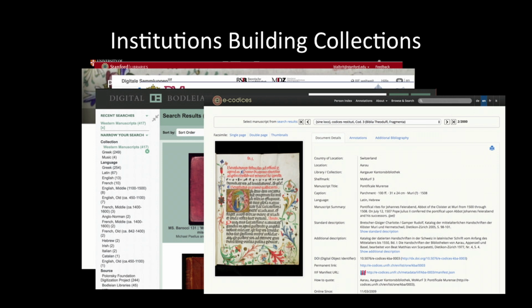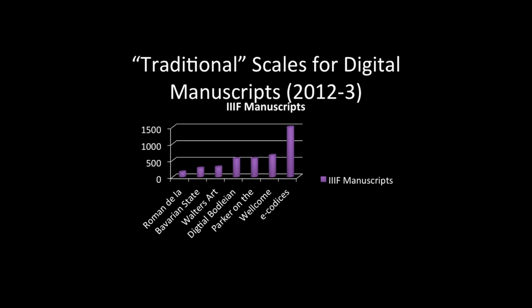So what does this mean for the use of medieval manuscripts? And I'm using medieval manuscripts in many of my examples here, but this applies to all of the handwritten materials that we have in our institutions. In 2012 and 2013, this was the state of play for interoperable manuscripts. The largest collection by far was the Swiss collection, e-codices, which had about 1,500 manuscripts in it. And then the other big players included the Wellcome Institute, Parker on the Web, Digital Bodleian, all with hundreds of manuscripts available.